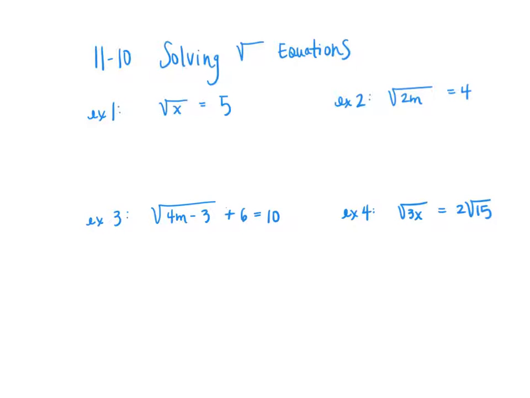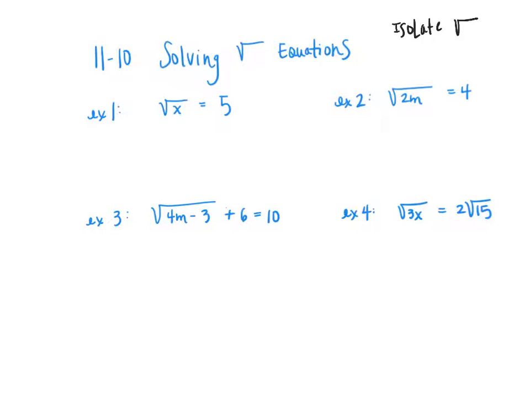In 1110, we're going to be solving equations that have square roots. So much like we did with equations that had absolute value, or even just equations where we were solving for x, we need to isolate the square root. So that's your first goal, is to get the square root by itself.